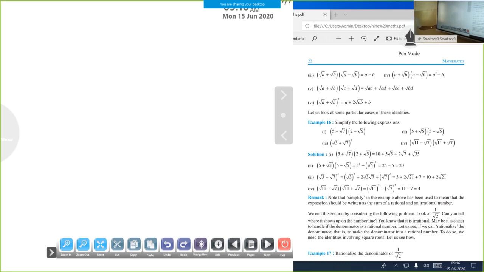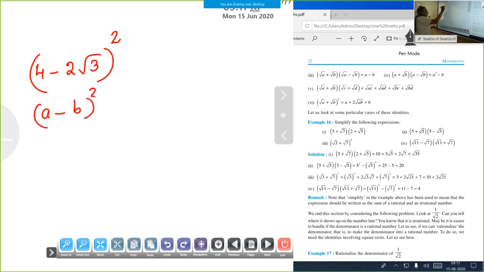One more question. Simplify (4 − 2√3)². Simplify (4 − 2√3) the whole square. So this is of the form (a − b) the whole square. So you write (a − b)². The value of (a − b)² equals, you know what the answer is?